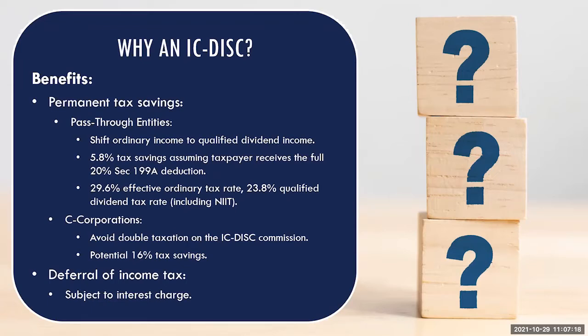For a C corporation, your tax savings is basically through the avoidance of double taxation on the IC-DISC commission. So you're able to get earnings out of the C corporation in the form of the IC-DISC commission and receive the expense at the C Corp level. And so that can get you about a 16% tax savings. Another benefit of an IC-DISC is you can actually defer income tax by using an IC-DISC. And we'll talk about the deferral a little bit later on in the presentation. But one thing to note is that if you defer income tax, you have to pay an interest charge on that. And that's where you get the interest charge part of the IC-DISC name.